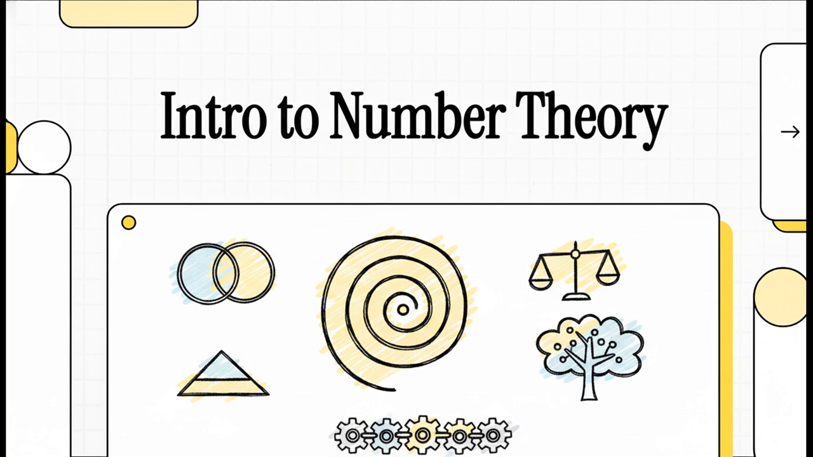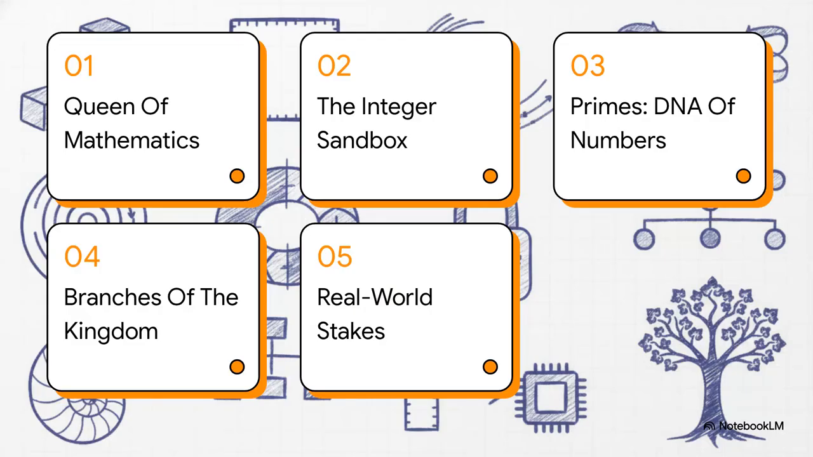Let's get started. Here is our roadmap for the session. First up, the queen of mathematics. 2, the integer sandbox. 3, primes, the DNA of numbers. 4, branches of the kingdom. And 5, the real-world stakes.